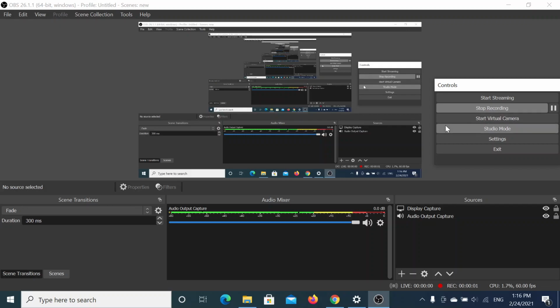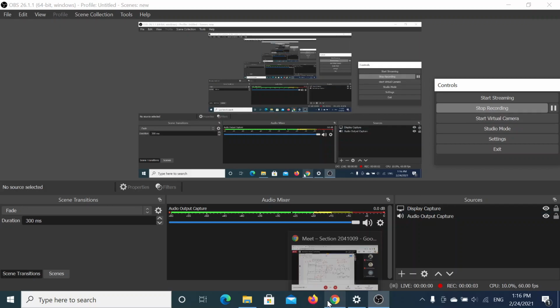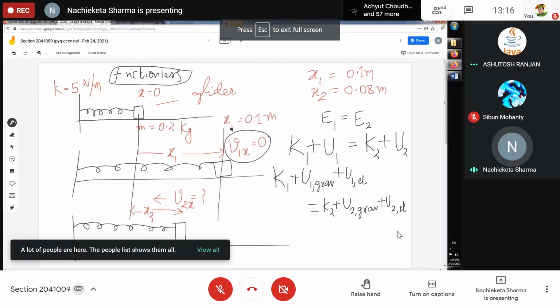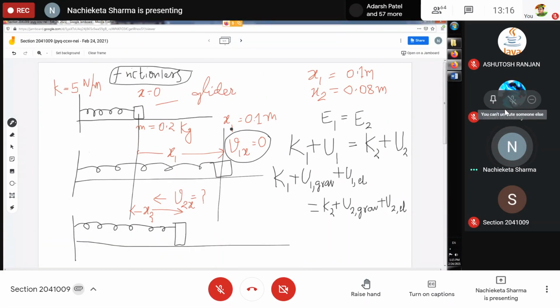x is equal to 0, because you have released after stretching the glider to a distance of x1 equal to 0.1 meter. You release the glider from a position of rest. So k1 is equal to 0. So I will put k1 is equal to 0. Okay. What is u1 grave?